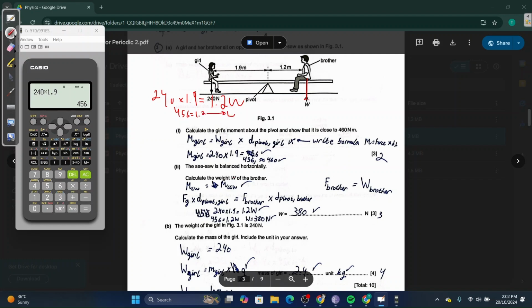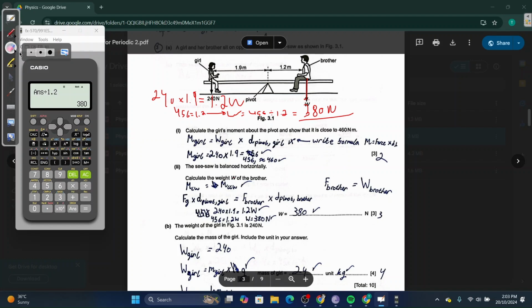So W is equal to 456 divided by 1.2, which equals, let's do it on a calculator, 456 divided by 1.2, 380. So the weight of the brother is 380 newtons.